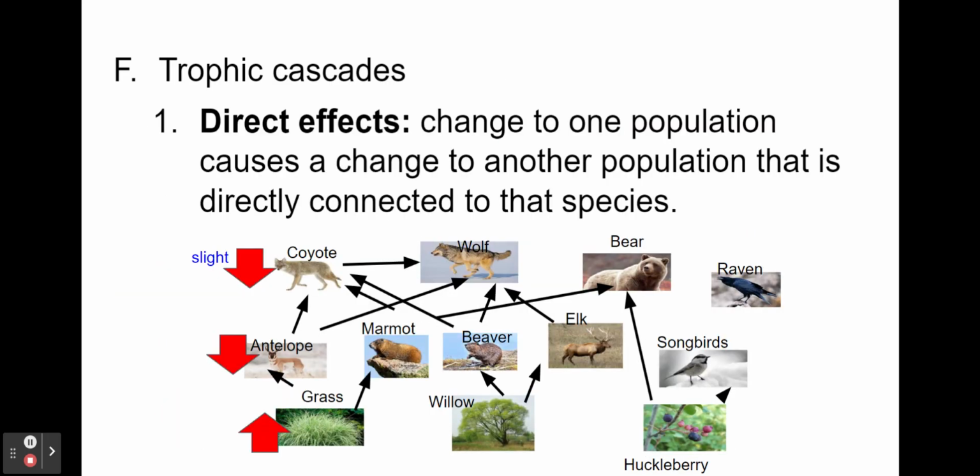These are all called, detail 1, direct effects. Direct effects are a change to one population that causes a change to another population that is directly connected to that species. So our original change happened to the antelope, and coyote and grass are directly connected to that antelope. There's just one arrow connecting them to the antelope, which means that any impacts to the coyote and grass population are direct effects from the antelope population crashing.